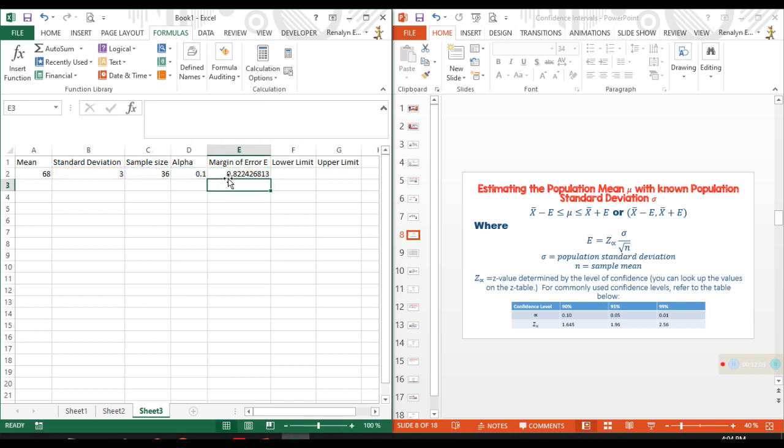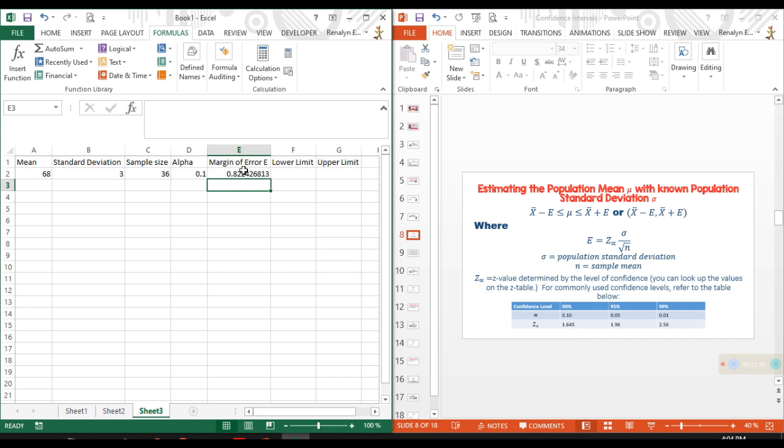You will end up with 0.822426813. Baka may magtanong, bakit iba po yung lumabas? 0.8224. Dapat po diba 0.8225? Naka-round up kasi to. Naka-round up si 1.645. This is not the true value of Z alpha. Ano lang to, approximated value lang din siya. So, marami pang kasunod yung 1.645 na yan.